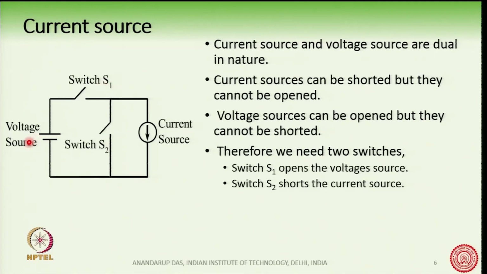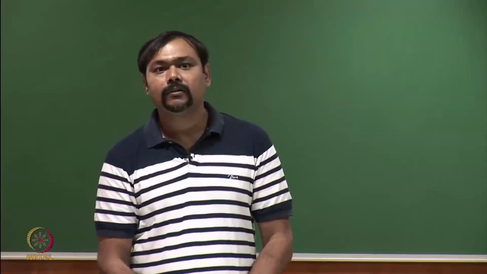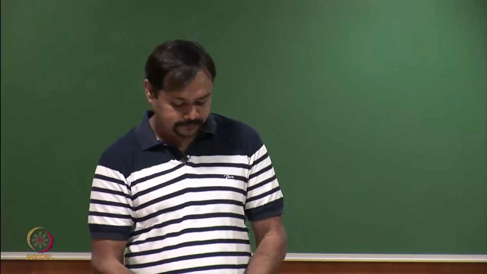Switch S1 opens the voltage source and isolates the voltage source from the circuit, whereas switch S2 short circuits the current source. So, switch S2 here short circuits the current source and switch S1 here opens the voltage source. So, we have achieved the first criteria of voltage source and current source.